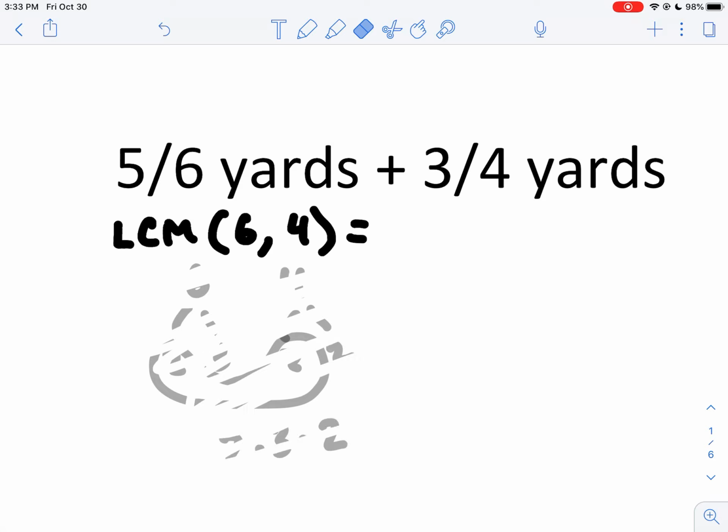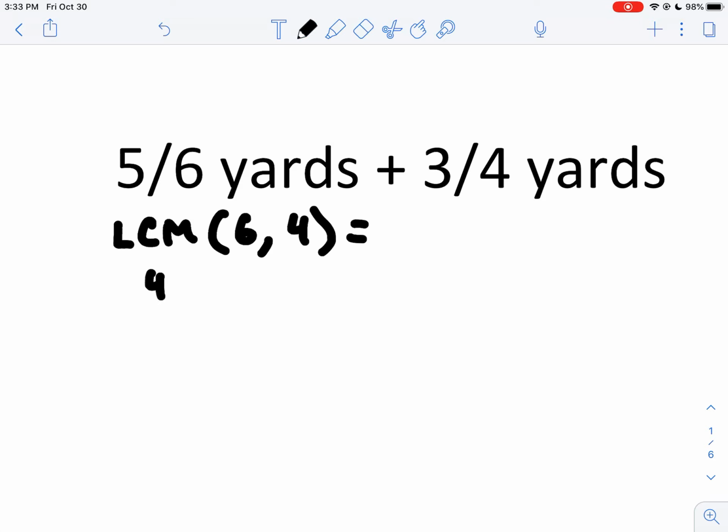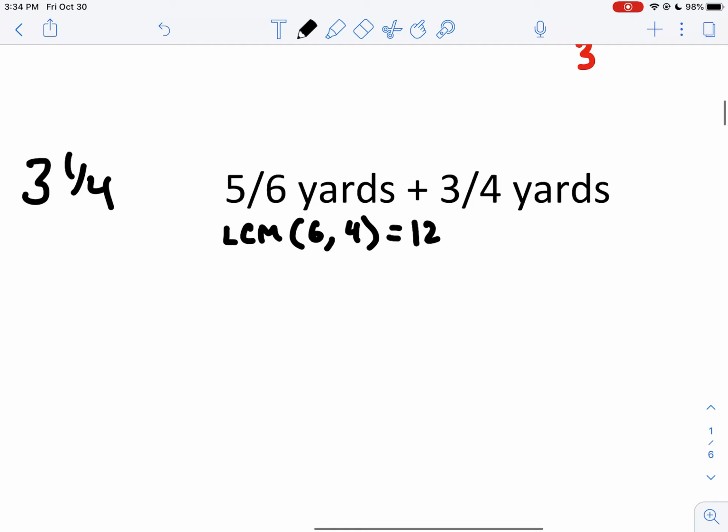The other way to do this, of course, would be to do multiples of 4 and 6, right? So 4, 8, 12, etc. Do multiples of 6, and right away we see that 12 is the smallest common multiple. So the LCM of these two denominators is 12. So I want to express 5/6 in terms of 12ths. So the way to do this algebraically is to write 5/6, and then you multiply the top and bottom, you double the top and bottom.